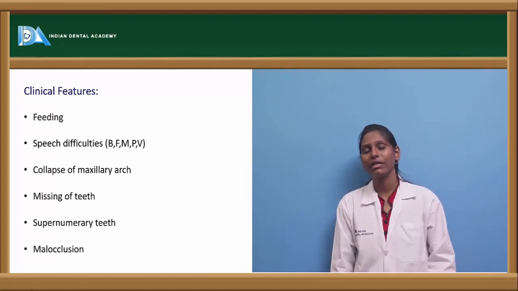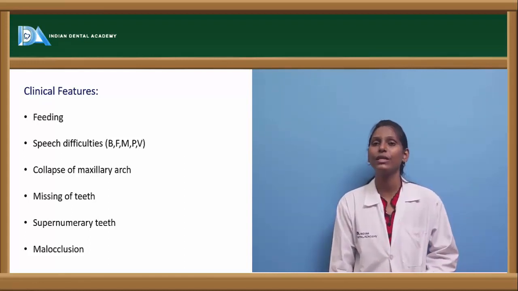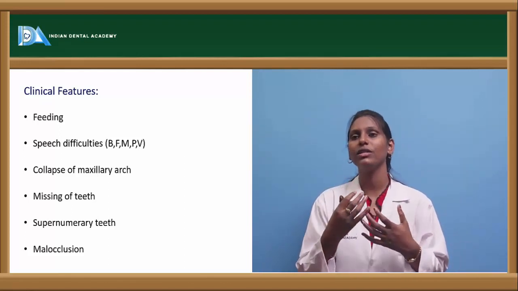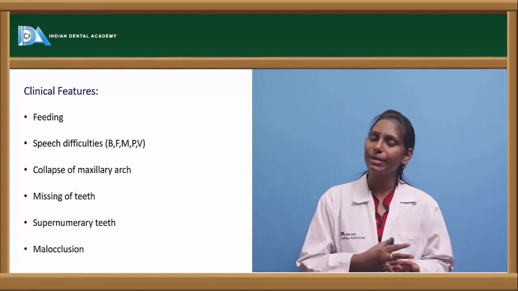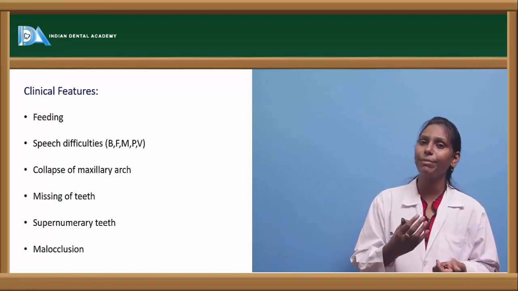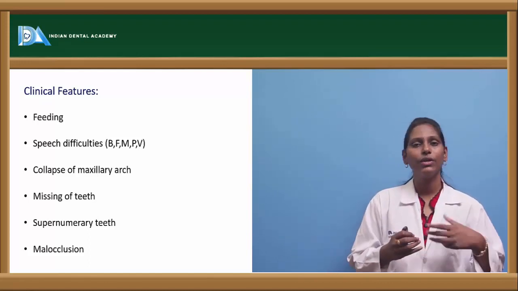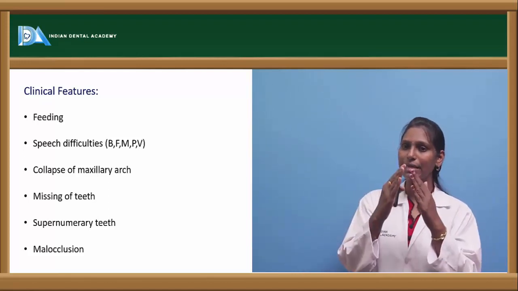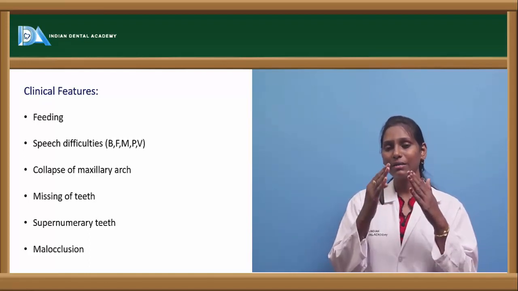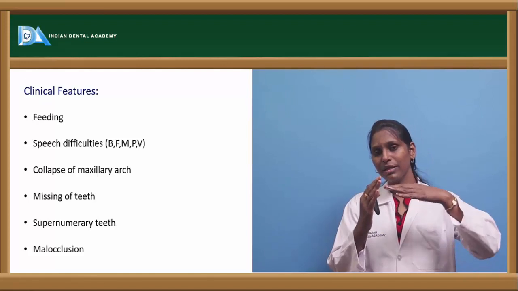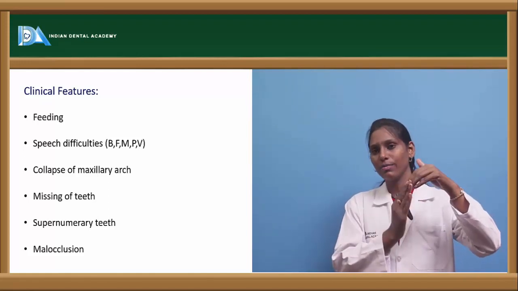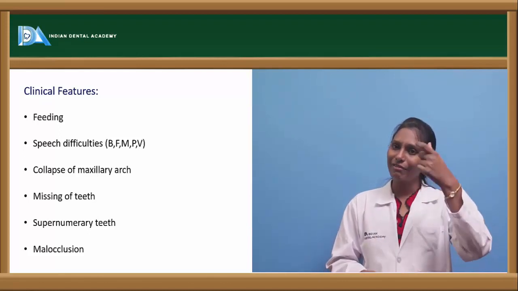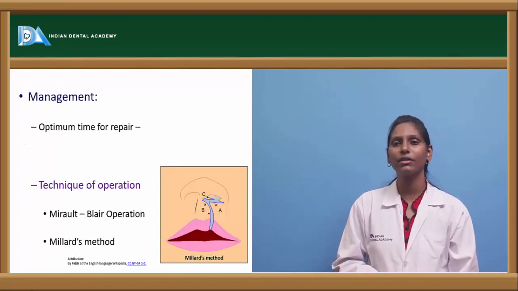The clinical features of cleft lip and cleft palate: the infants usually have a problem with feeding. They cannot do the suckling function, so there will be a problem with feeding, and there are certain speech difficulties, where the lip phonetics such as B, F, M, P and V are usually not properly spelled in those cases. There could be collapse of the maxillary arch. Because of this collapse, it can lead to malocclusion, with a high arched palate, and there can be crossbite in the posterior teeth. Missing teeth can be seen, especially along the cleft region. Supernumerary teeth also can be seen, and malocclusion as we have discussed.